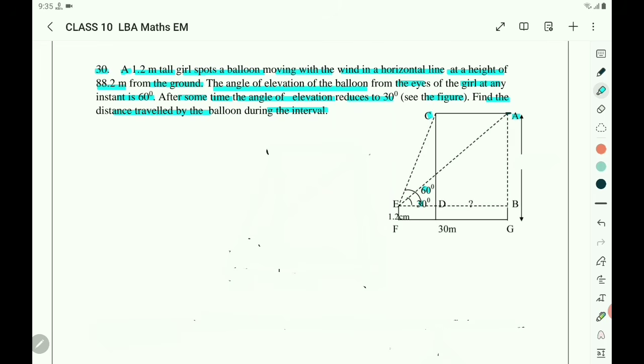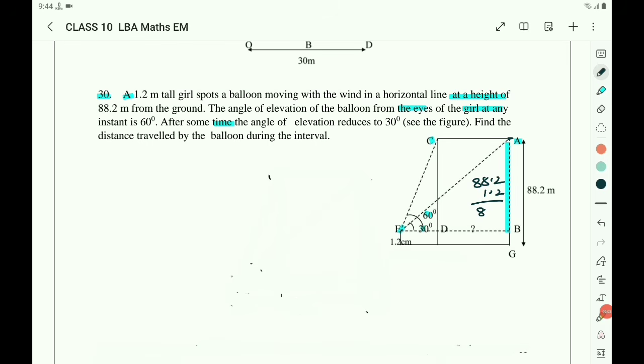The height of the balloon is given from the ground. The height of the balloon is 88.2, and from the eye of the girl, the height of the balloon is 88.2 minus 1.2, which is equal to 87. That is AB, which is equal to CD. AB equals CD equals 87 meter.